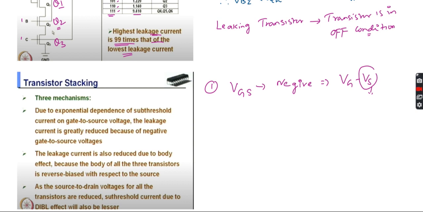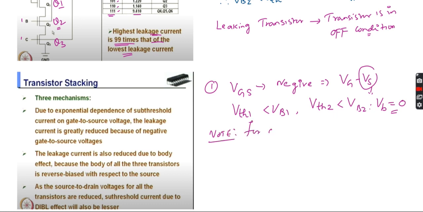So in this case, from the previous diagram, VTH1 will be less than VB1. In the same way, VTH2 will be less than VB2, because the bulk voltage should be 0 for all the transistors. Very important, make a note. For all NMOS transistors, the VB is equal to 0. There is no body effect. So VB is equal to 0.